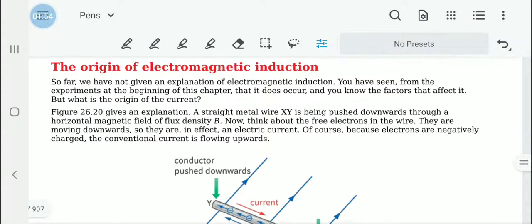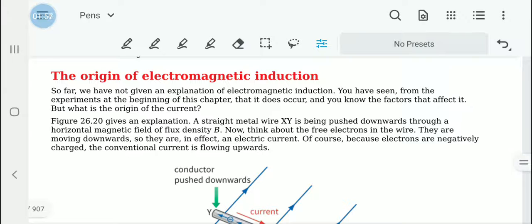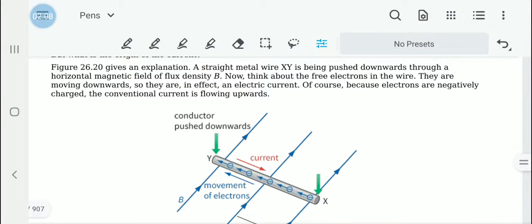For electromagnetic induction, we have to learn about the origin of it. How does this current originate? In this diagram, there is a straight metal wire XY. We push it downwards through a horizontal magnetic field of flux density B.